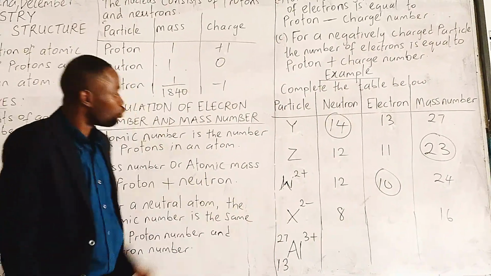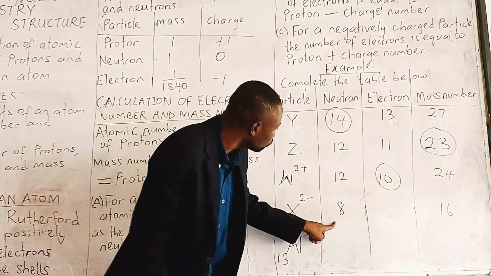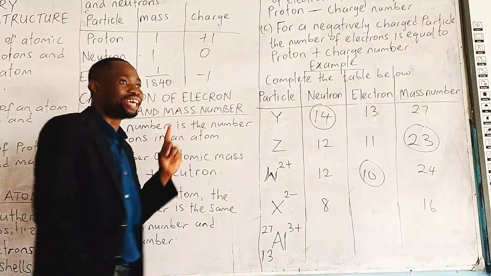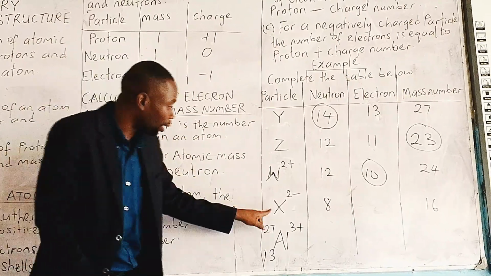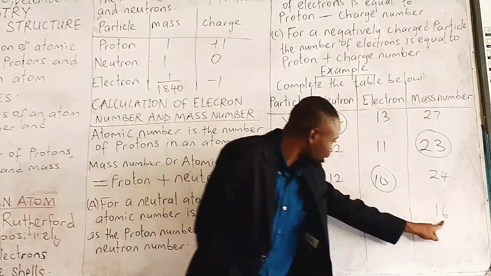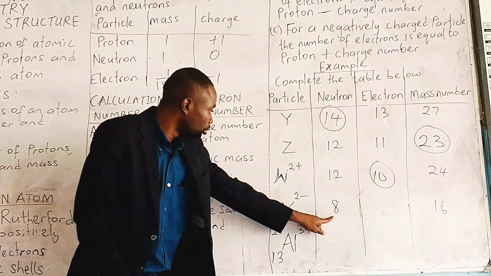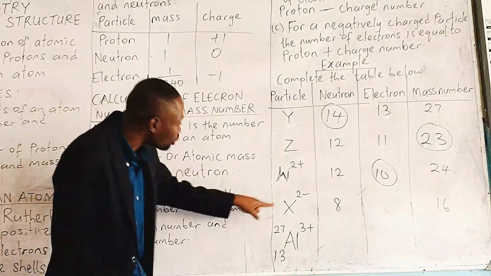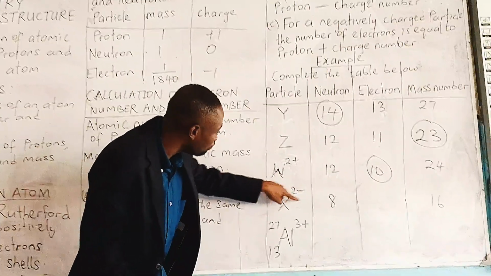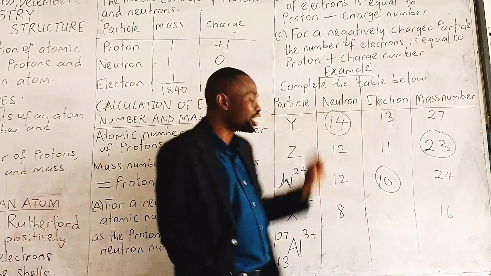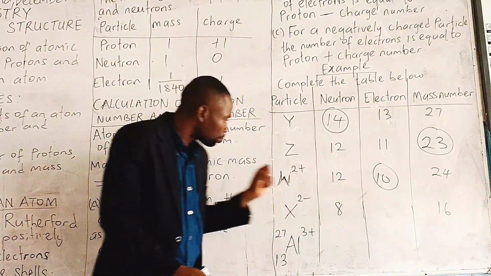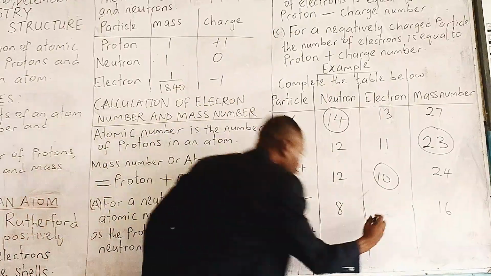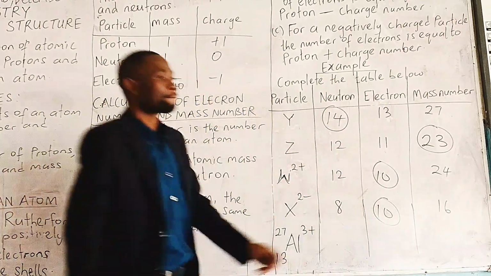Now, for the fourth particle, I have the neutron and mass number. I need the electron number. The first thing I need to get is my proton number. Proton number is mass number minus neutron number. That's 16 minus 8 gives me 8. Now, because it is a negatively charged particle, the electron number will give me proton number plus the charge number. That is 8 plus 2, making 10.